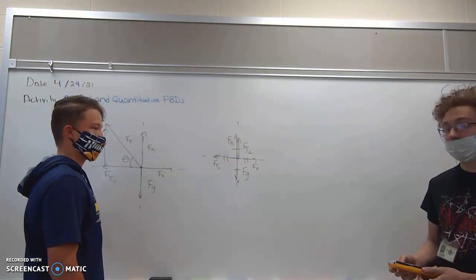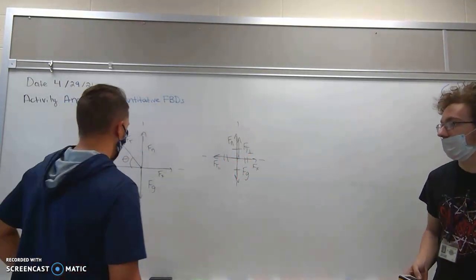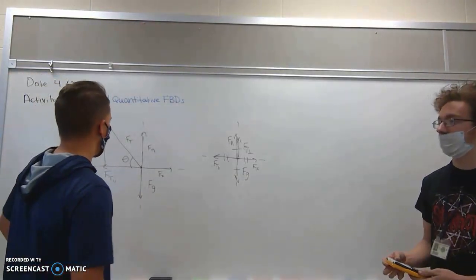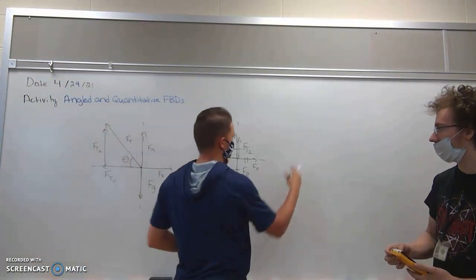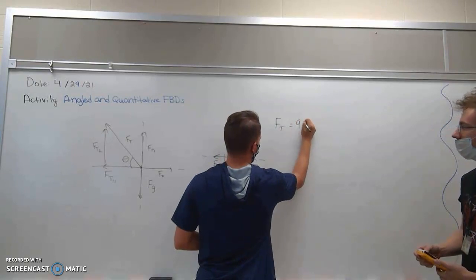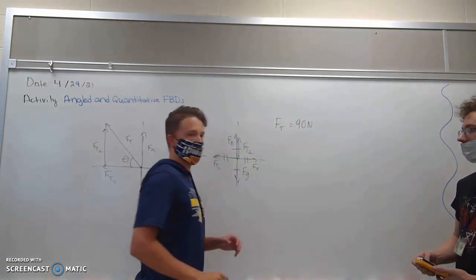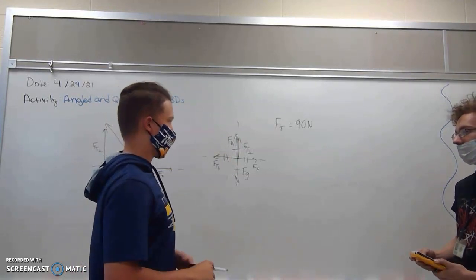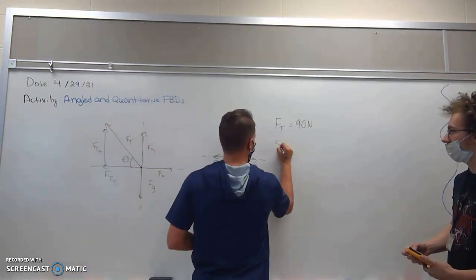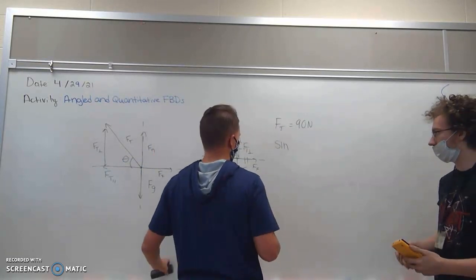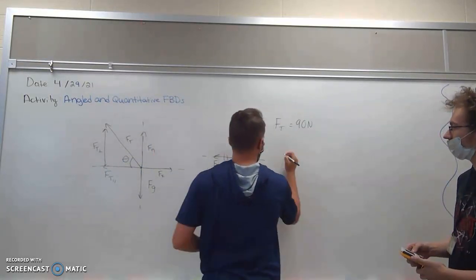Now, to make this quantitative, we have to look at our problem and see that the woman can apply 90 newtons of total force. So let's draw what we know here. So our total force of tension is going to be 90 newtons. In order to find the force of tension in the perpendicular direction, we have to draw a triangle. All right, we'll draw the triangle here.